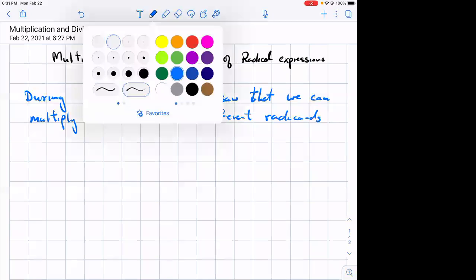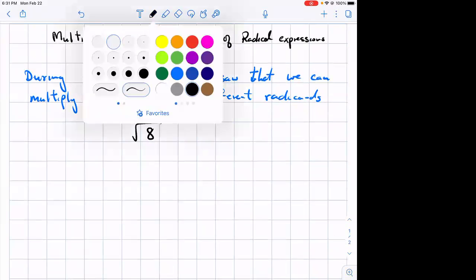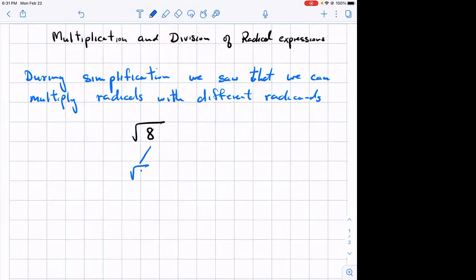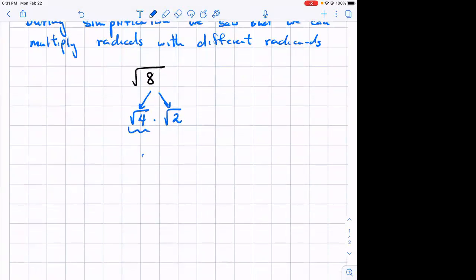We saw that if we have the square root of 8, that is the same as the square root of 4 times the square root of 2. And the square root of 4 is 2, so we get 2 radical 2. So in this process we saw that yes, we can multiply radicals where the radicand is different. The key is that the index has to be the same. Once the index is the same, we can do this.